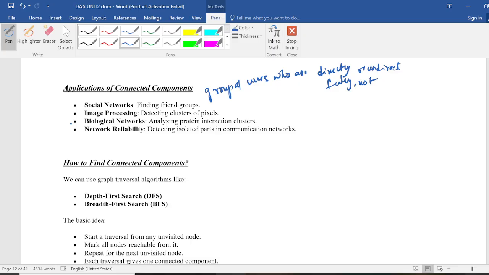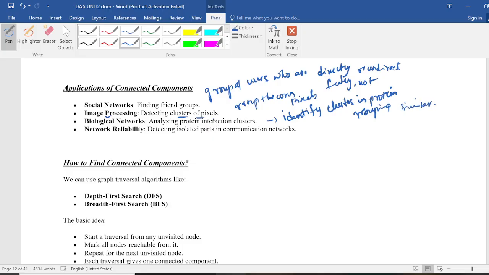In image processing, they are used to detect clusters of pixels, so we can group the connected pixels. In biological networks, they can be used to analyze clusters in protein interaction networks, identifying clusters of proteins. Nothing but grouping similar proteins.